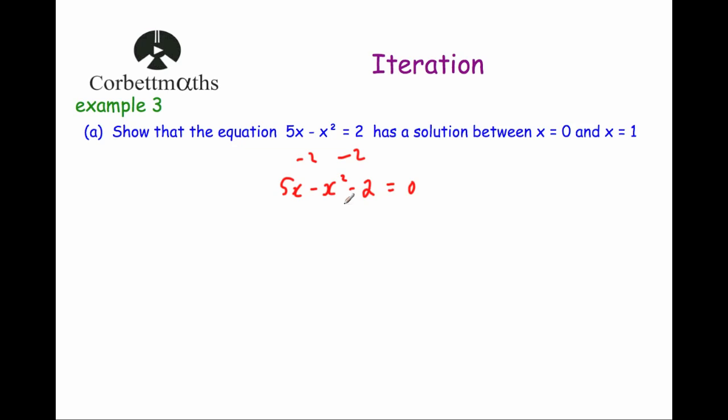Now what we're going to do is let x equal 0 and substitute it into here, and we're also going to let x equals 1 and substitute it into here, and we're hopefully going to find there's a change of sign. And if there's a change of sign, that means there's going to be a solution between x equals 0 and x equals 1. And do watch the video on change of sign to see that in a bit more detail.